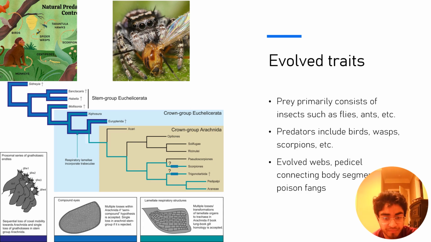On the tree we see to the left here, we can see some species that are very closely related to arachnids. One notable species on there are the scorpions.